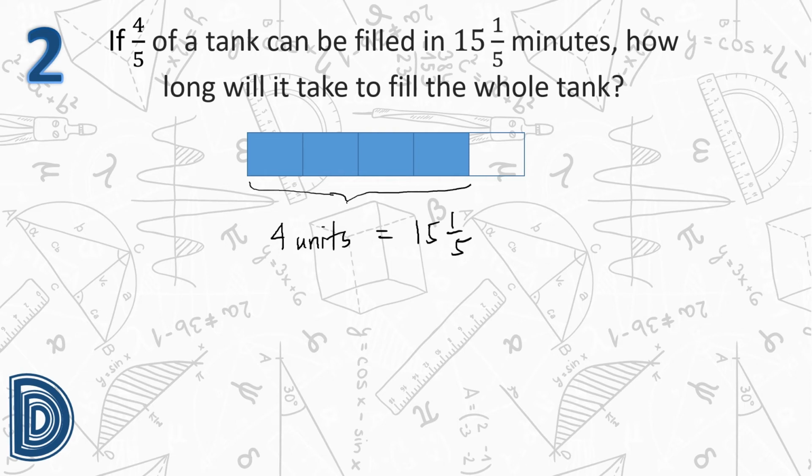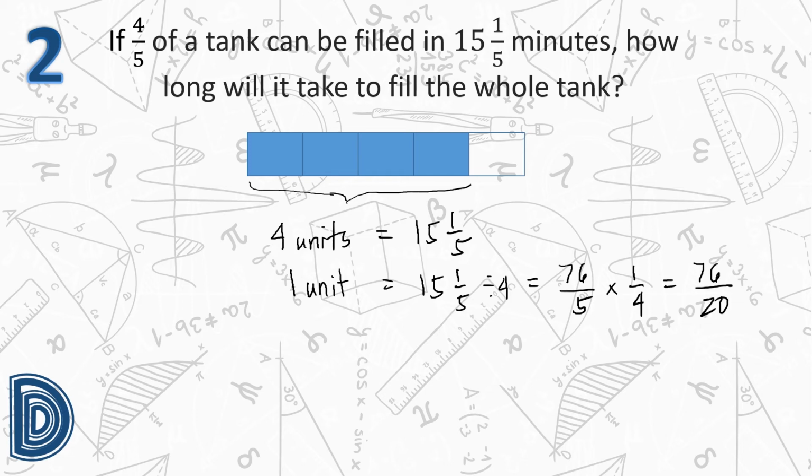Hence, 1 unit will be equal to 15 and 1/5 divided by 4. And that is equal to 15 and 1/5, which is 76 over 5, divided by 4. So that will be times the reciprocal of 4, and that is 1/4. Hence, we have 76 over 20.